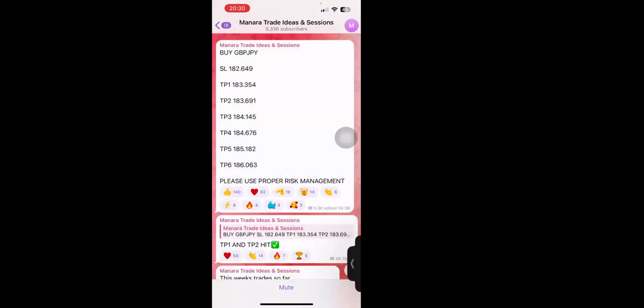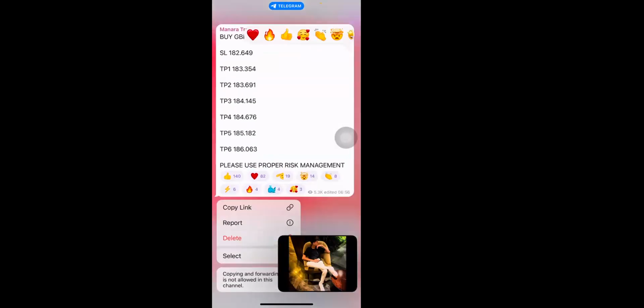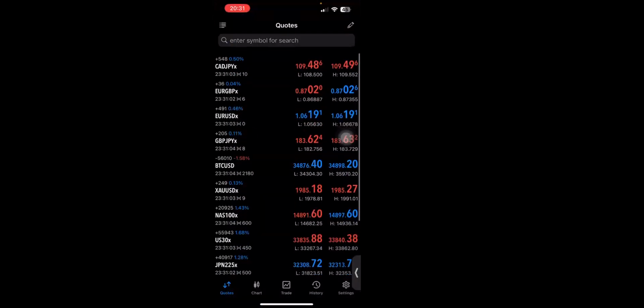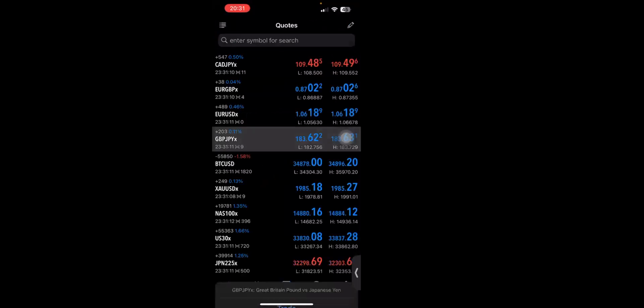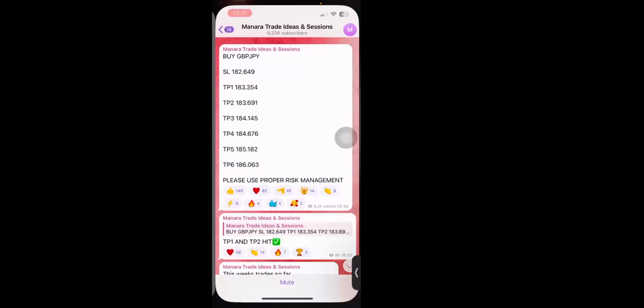So let's go into GBP JPY. This is our stop loss. Does everyone know how to copy and paste the trade idea into their trading account? As you can see here, we've got buy GBP JPY. First things first, I'm going to look for the currency GBP JPY and hit trade. Please follow along with me. I'm going to click trade GBP JPY and put in the stop loss that they said, 182.649.